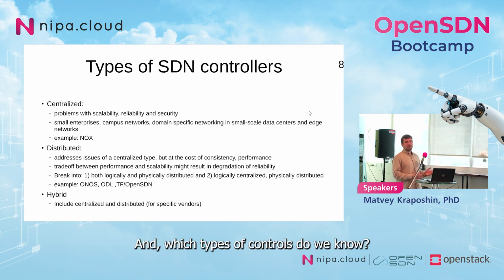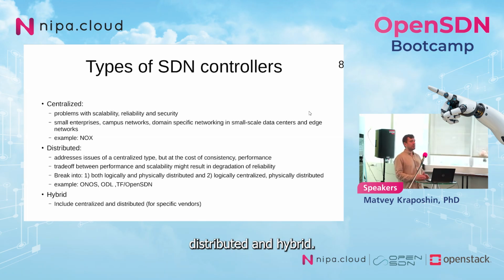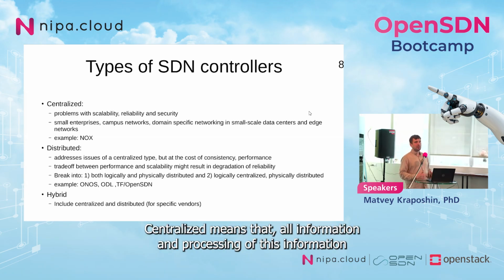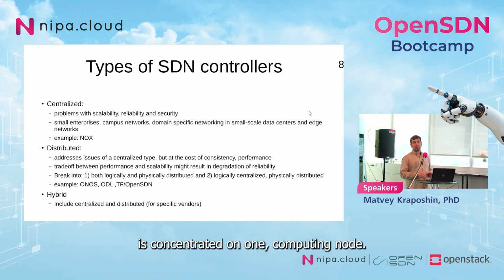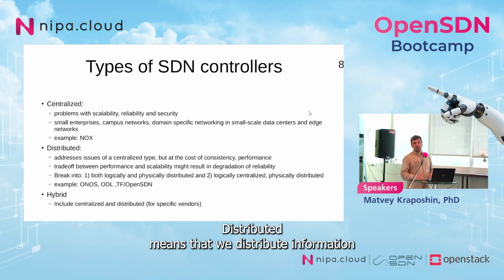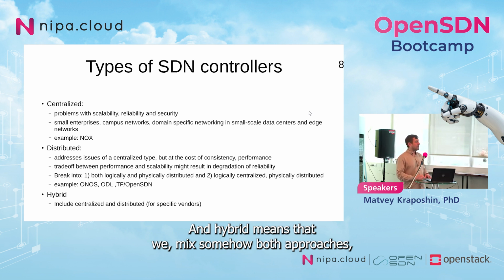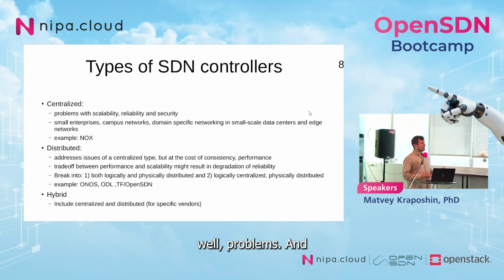And which types of SDN controllers do we know? Usually we classify SDN controllers as centralized, distributed, and hybrid. Centralized means that all information and processing of this information is concentrated on one computing node. Distributed means that we distribute information or processing of information on different nodes, and hybrid means that we mix both approaches somehow. Well, problems and benefits of both first approaches are known.